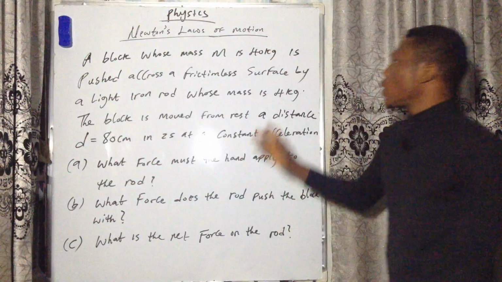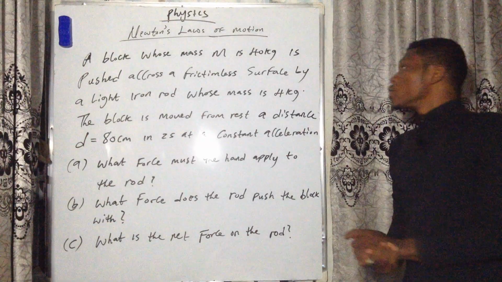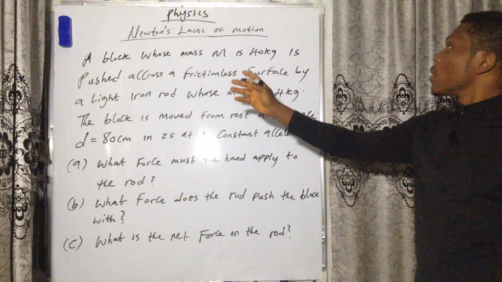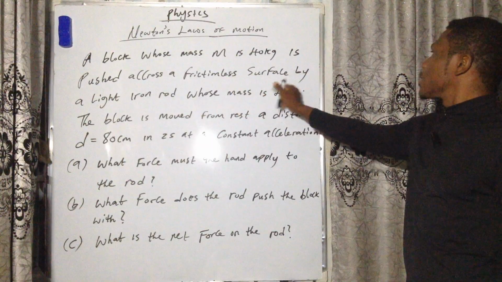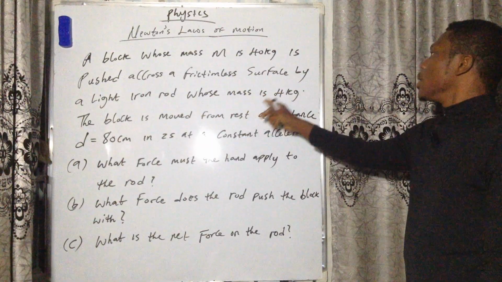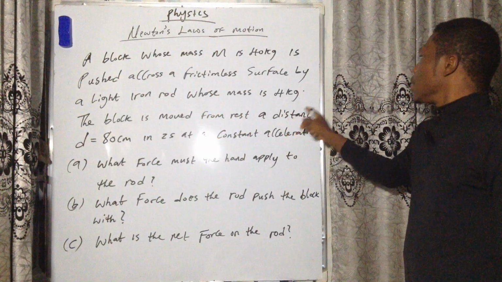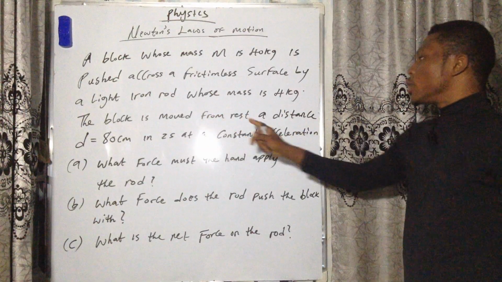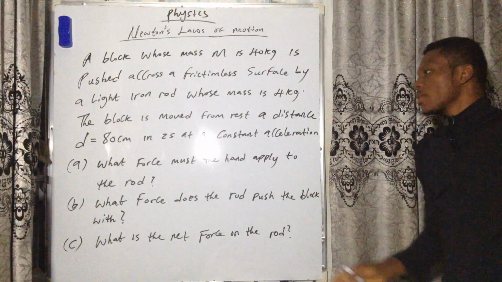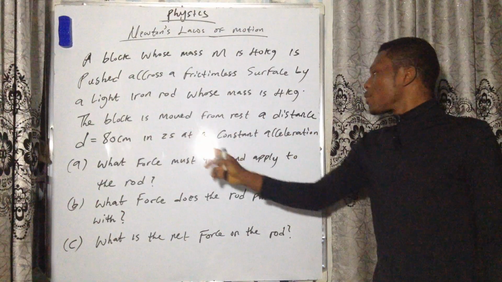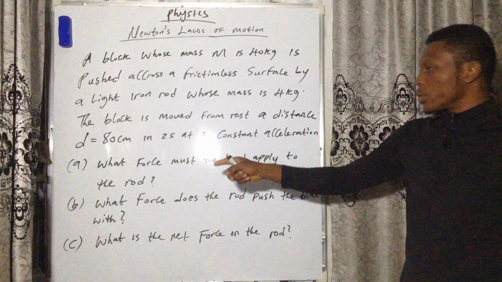All right, guys, now we have an interesting question on the board. The question says, a block whose mass m is 40 kilograms is pushed across a frictionless surface by a light iron rod whose mass is 4 kg. The block is moved from rest a distance d equal to 80 cm in 2 seconds at a constant acceleration. Now the question says, what force must the hand apply to the rod?